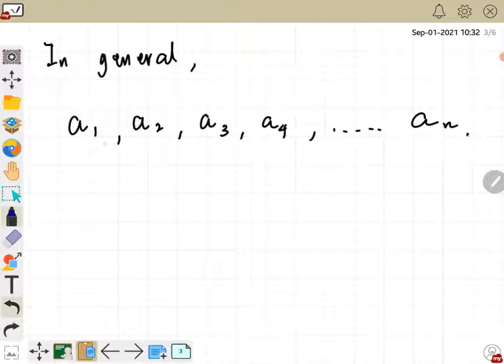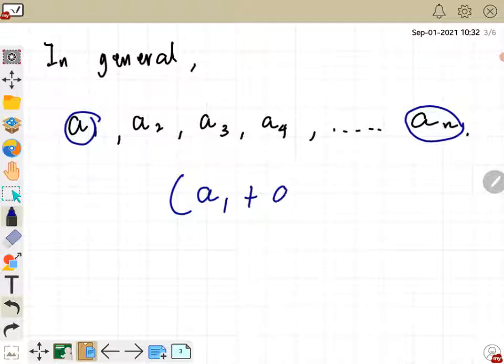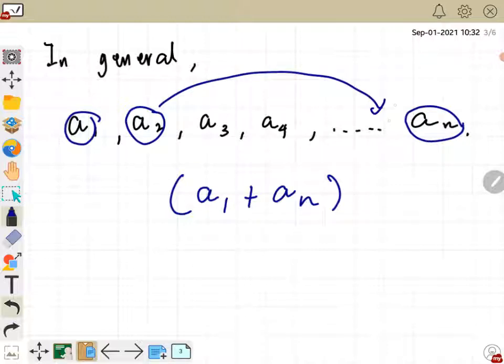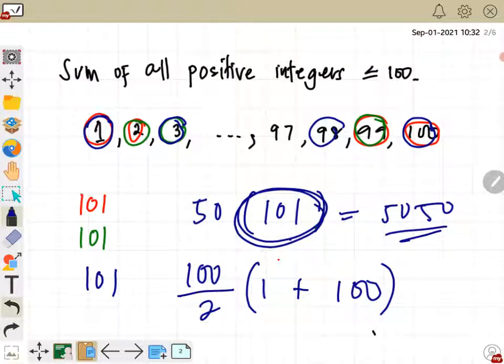So in general, if we have a sub 1, a sub 2, a sub 3, a sub 4 until a sub n, which is our assumed last term, we simply add that last term and the first term. That is the same as a sub 2 plus the term before a sub n, which is a sub n minus 1. Like here we got 50 pairs of 101.